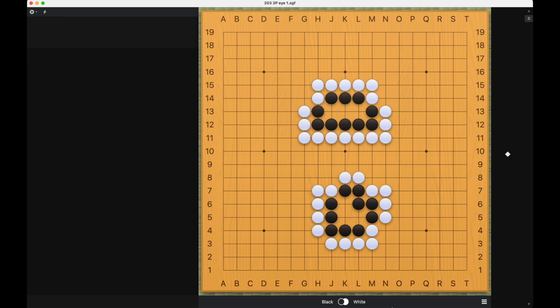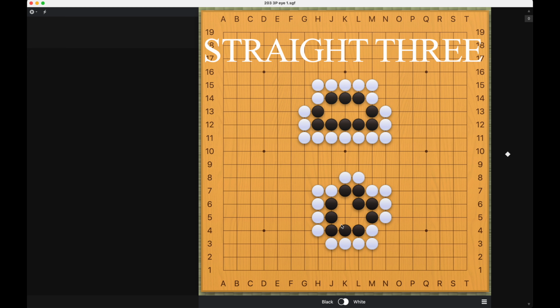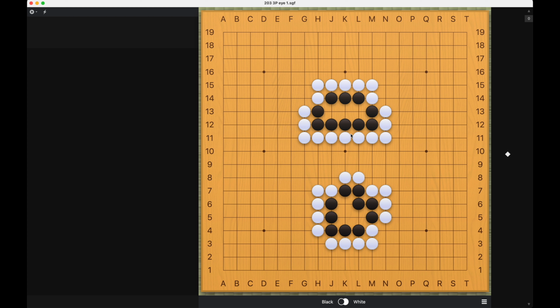The one on the top is called a straight 3, and the one at the bottom is called a bent 3. So what's going on with the straight 3 pattern? Black has surrounded these 3 intersections. And now let's see if black can make 2 real eyes. Can black do it? And the answer is yes. If black places a stone in the middle, right here, then black will get 2 real eyes.